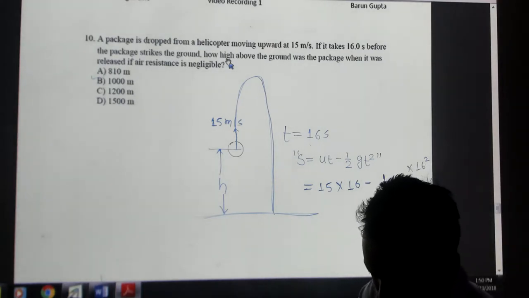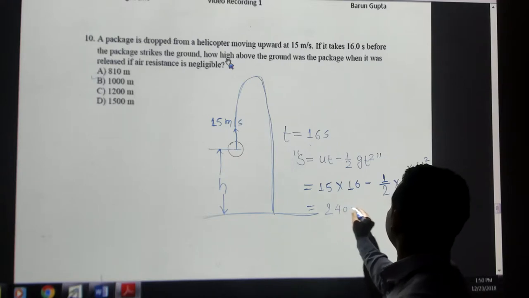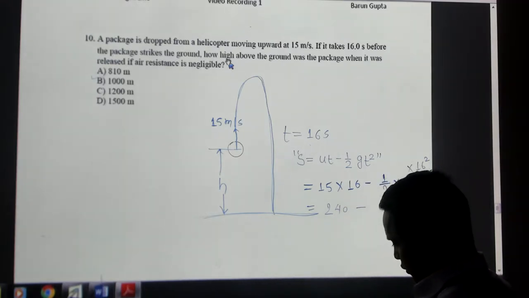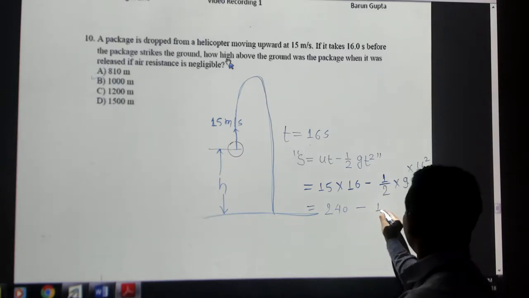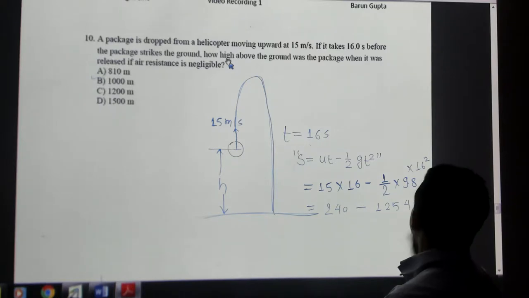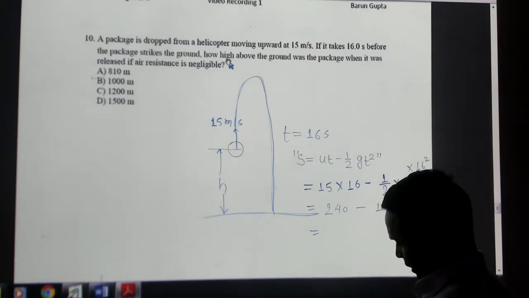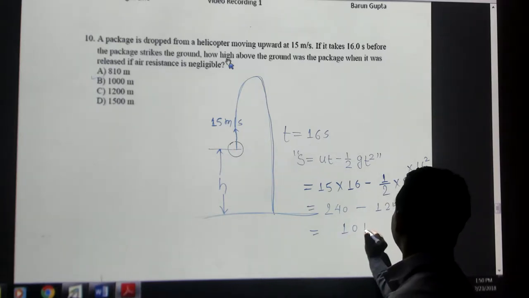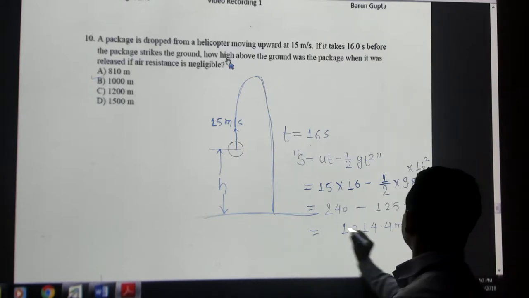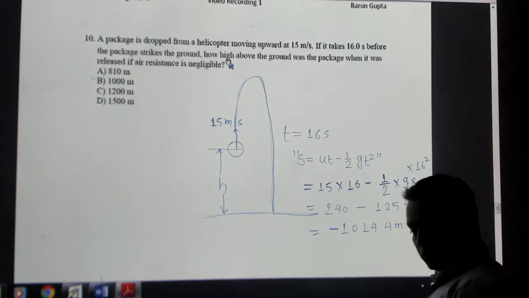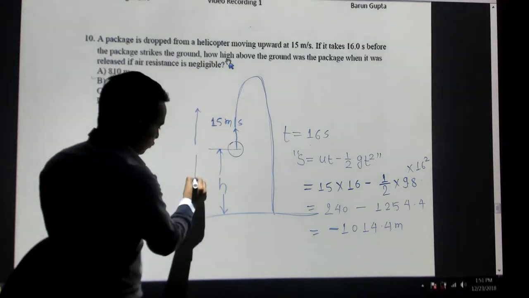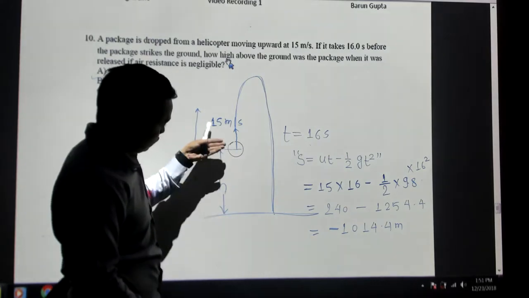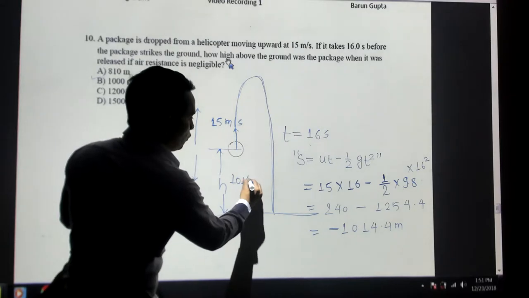So 15 times 16 is 240. This is 240, negative 16 squared times 9.8 divided by 2. This is 1254.4. Negative 240, this is 1014.4 meter with a negative sign here. Okay. So what does the negative sign tell you? The negative sign tells you this direction is positive and this direction is negative. So the total height from this point is 1014.4 meter.